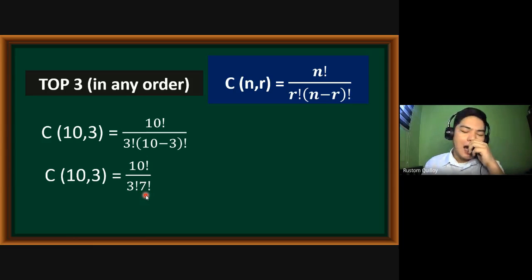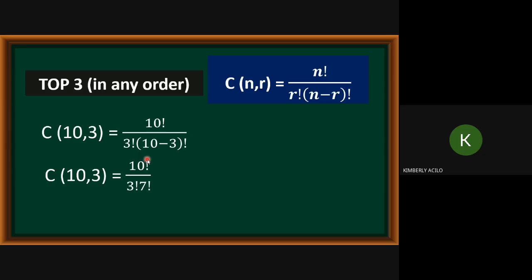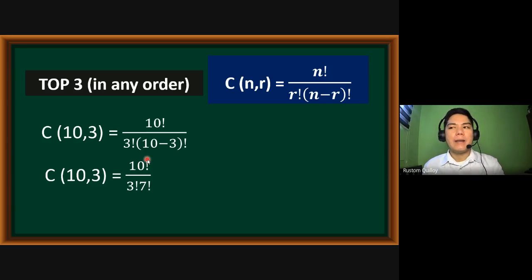Next step natin, hanggang saan na lang natin i-expand yung 10? Yes, Kim. Hanggang kay 8 po. Yes, very good. Bakit po hanggang kay 8 na lang? Kasi may 7 na po dun sa baba. Yes, may 7 na dun sa baba. Para ma-cancel out si 7, hanggang kay 8 na lang natin i-expand yung 10.